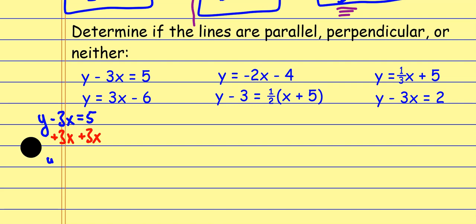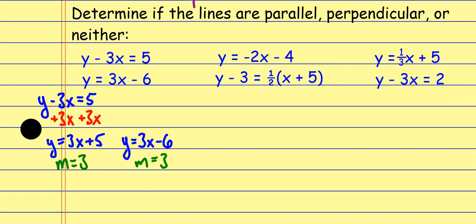Now this equation says y equals 3x plus 5. See, now I can compare these two. Let me rewrite that second equation. It was y equals 3x minus 6. Now they're both in slope-intercept form. They're both in a format that gives me the slope. This one, I can see that the slope is a 3. This one, I can see the slope is a 3. So the slopes are the same. So these are parallel lines. So I would say, hey, these are parallel lines, so I'm just going to write parallel.